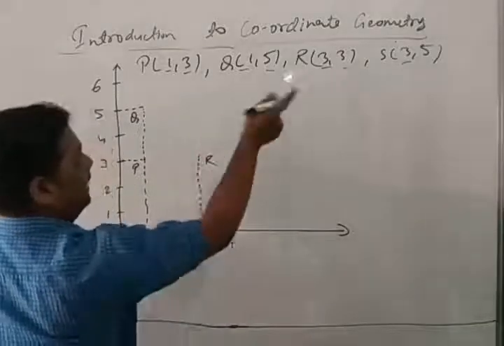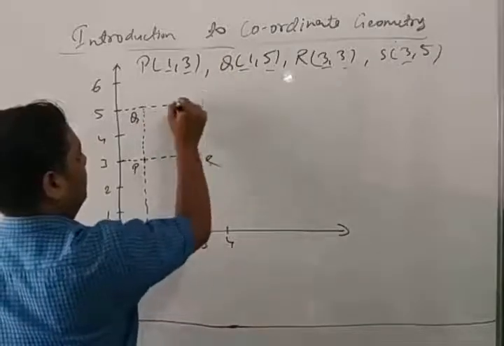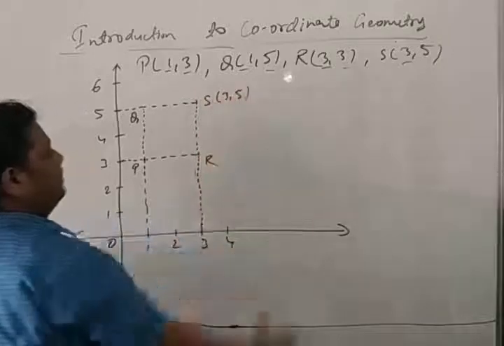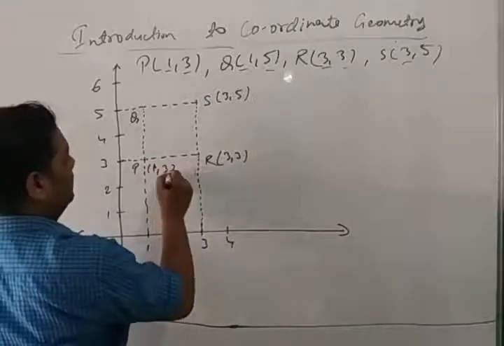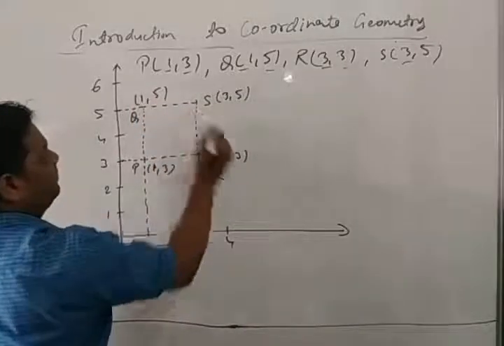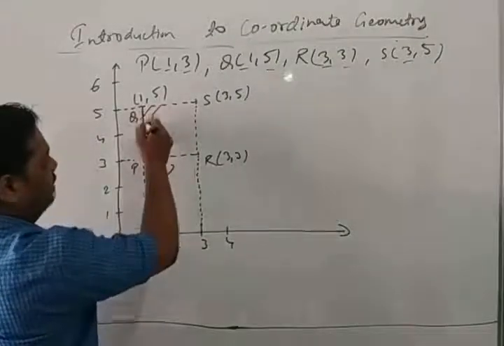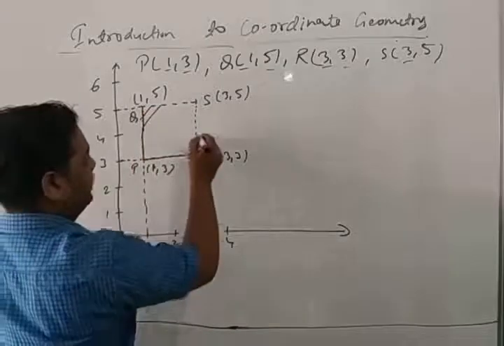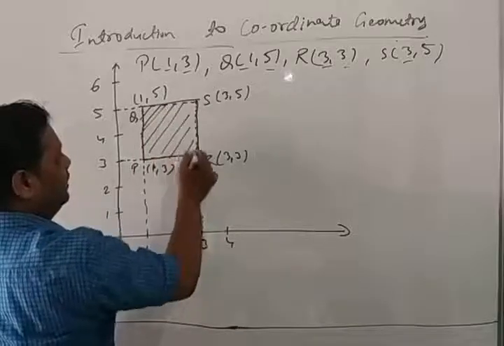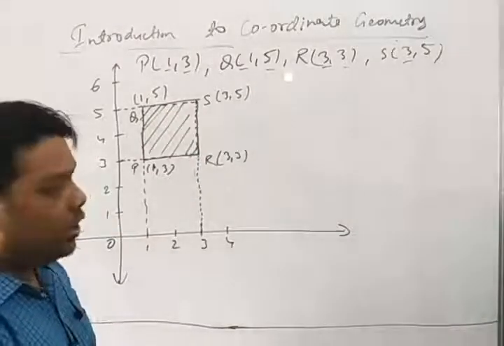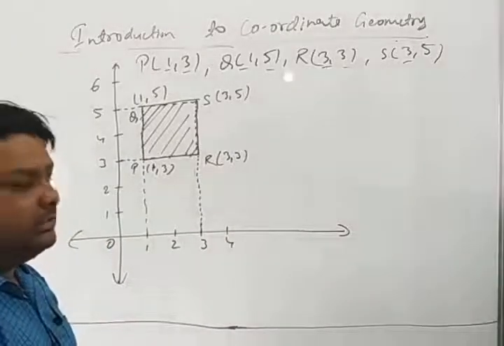It is R. S (3, 5). It is S (3, 5), and it is R (3, 3). P (1, 3), Q (1, 5). Now the shape formed is this one. If you join all the points P, Q, R, S, then you will get this shape. Now, is it a square or a rectangle? We don't know. First we will check whether it is a square by finding the distance between the sides.